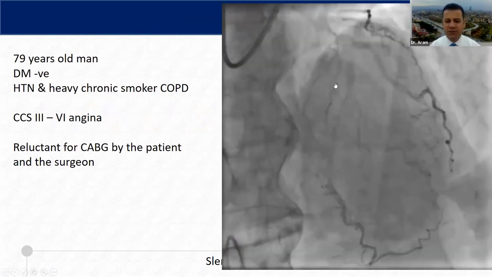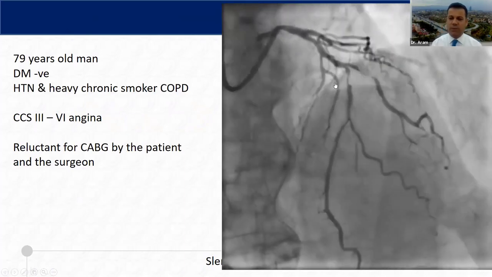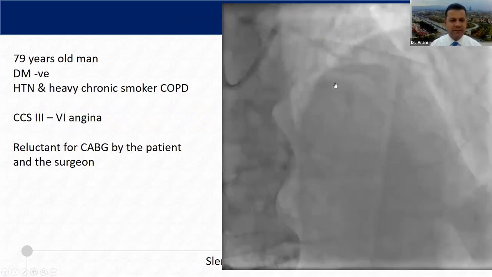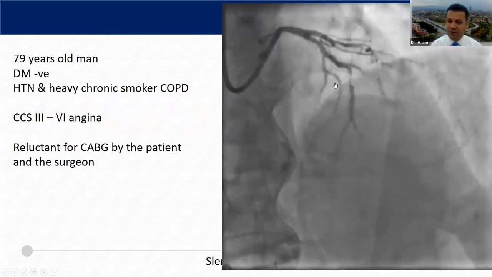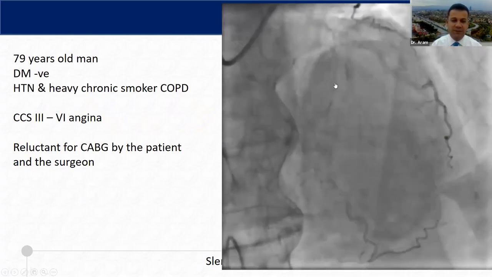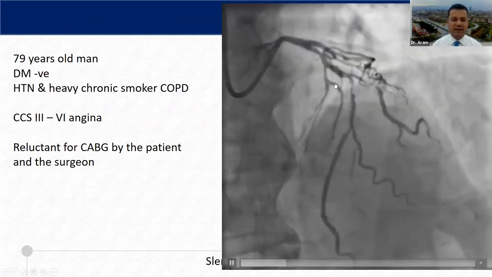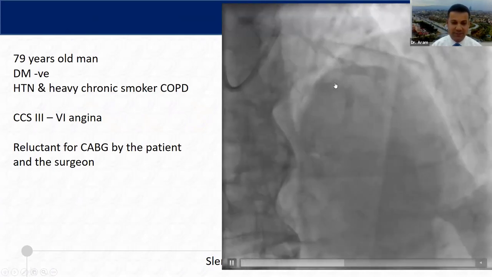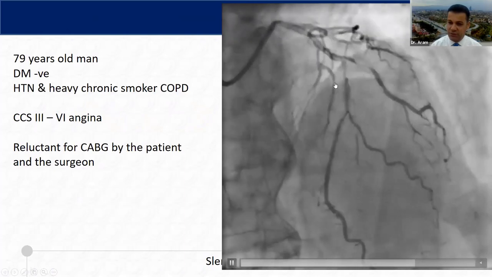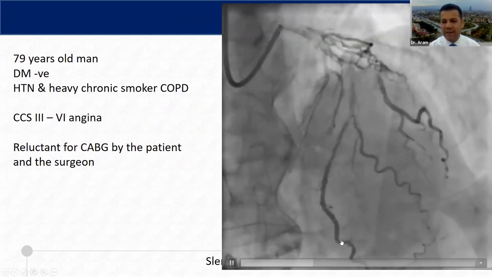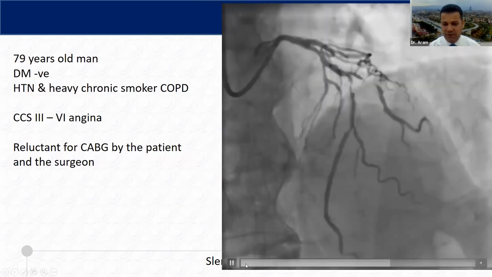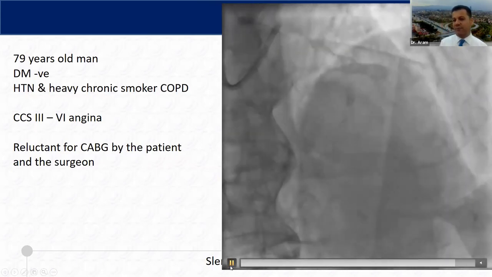This is an example of another patient done just last week. This is a 79-year-old man. He's not diabetic. He's a heavy chronic smoker with severe COPD. He's symptomatic with class 3-4 angina. Actually, the patient and even the surgeon were reluctant to do CABG. Look at the big burden of calcification. Again, why did I bring this patient?